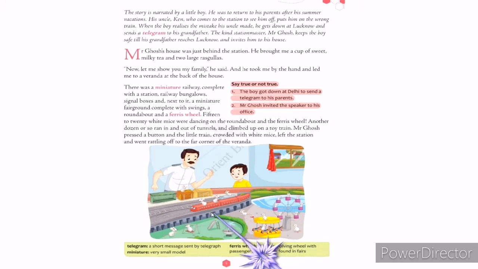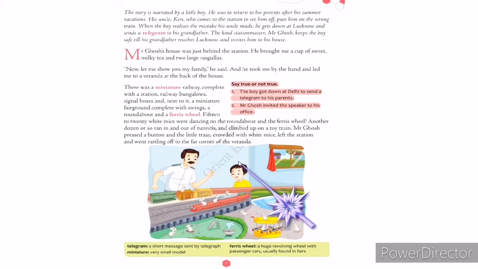going in and out of these tunnels. See, these are the tunnels, and they are climbing up on this toy train. See here, some white mice are there on the toy train. So many mice this little boy found there. Then what happens? Mr. Ghosh pressed a button, and the little train crowded with white mice left the station and went rattling off to the far corner of the veranda.